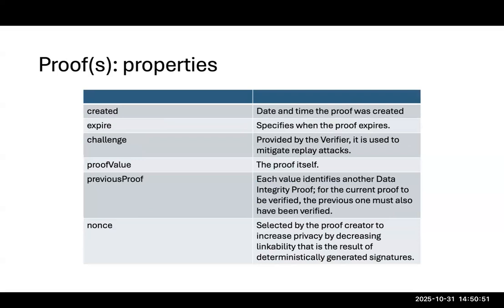Created, the date and time the proof was created. Expires: in the example, we didn't use the property expires, but that's super important also if you want to set a limit on the validity of the proof. Challenge is very important and sometimes is used in conjunction with nonce.